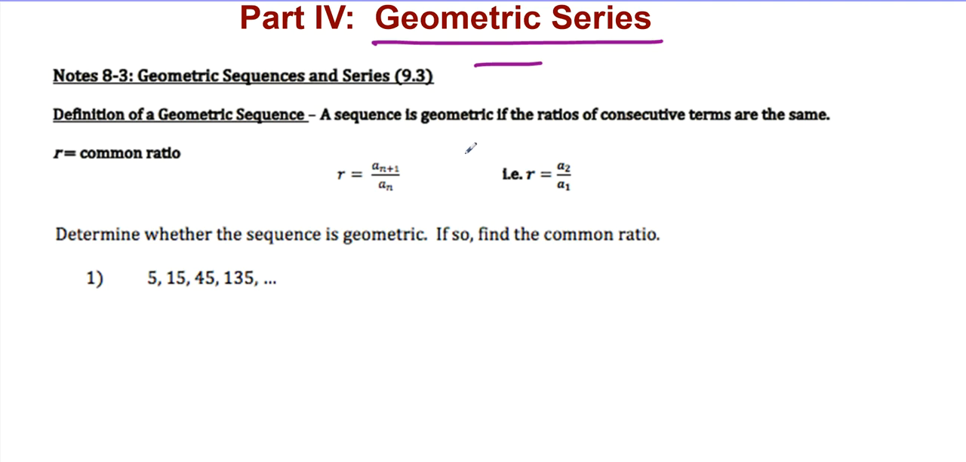Alrighty. So, geometric series. Now, geometric plays a little bit differently. A lot of you think exponentials, and yes, that is a correct way to think on it in some ways.